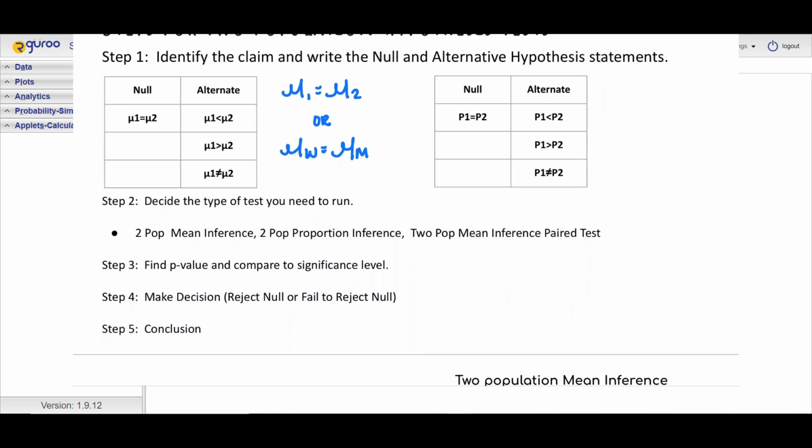You're going to find the p-value. Once you run the test, you're going to compare the p-value to the significance level. And then if the p is low, the null must go. So if the p is less than or equal to the significance level, we reject the null. If it's greater, we fail to reject the null. And then we write our conclusion.